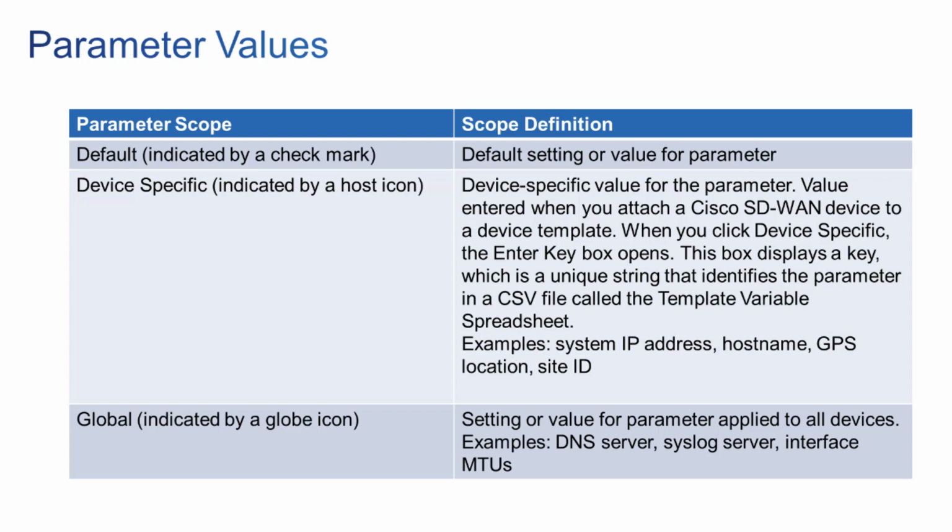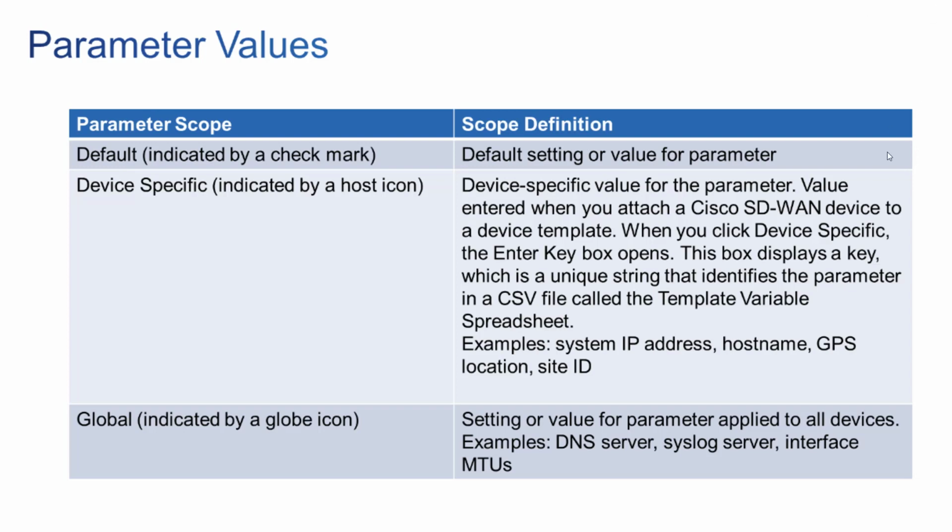We enter the template name, we enter the template description. These fields are mandatory. You cannot use special characters or anything in these particular fields. And then for each required parameter, we choose the desired value. We select the scope of the parameter. We select the scope from the drop-down menu to the left of each parameter value box. And like I said, there are different parameter scopes. Is it the default scope? Is it a device-specific scope? Or is it a global scope?